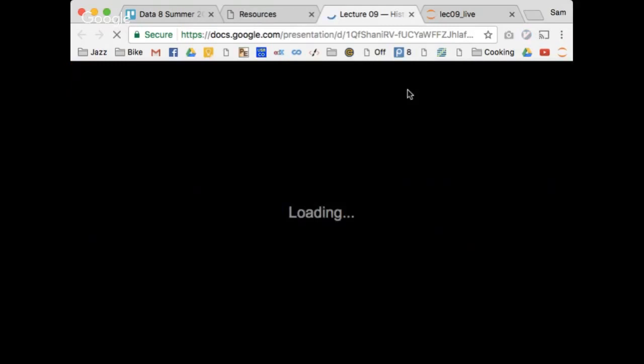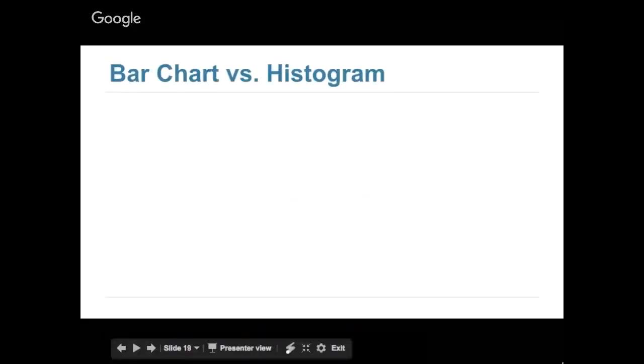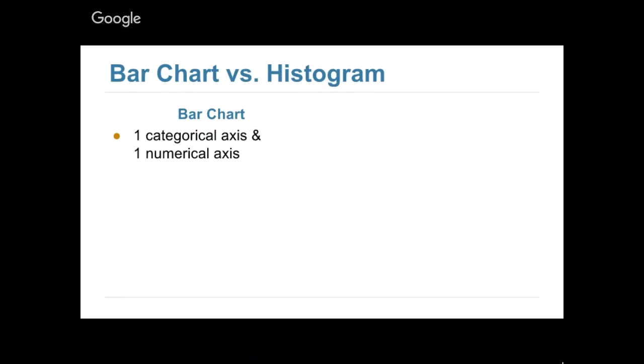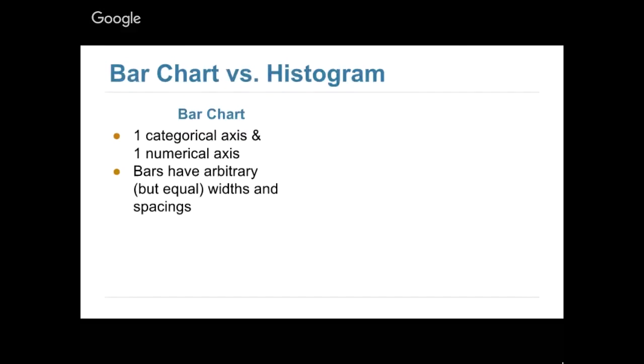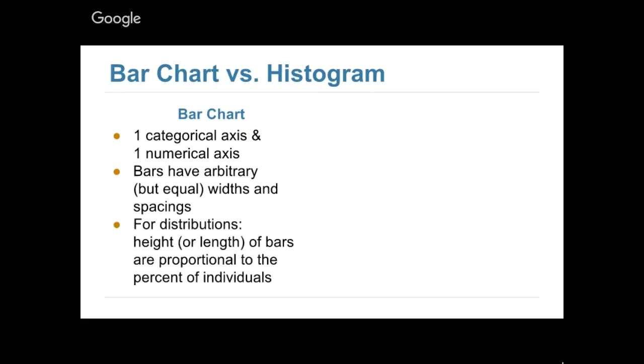Okay. So to briefly recap, we first talked about bar charts yesterday. In a bar chart, we have one categorical axis. So typically when we draw a horizontal bar chart, we get the categories on the y-axis, and one numerical axis. Since we're drawing categorical data, it doesn't really matter how far apart the bars are as long as they're equally spaced apart and the width of the bars are the same. When we're using a bar chart to draw a distribution, we make the lengths or heights of the bars proportional to the percent of things that fall within that category.